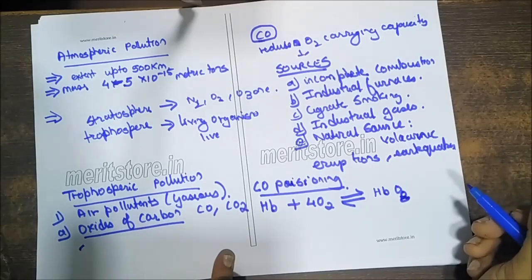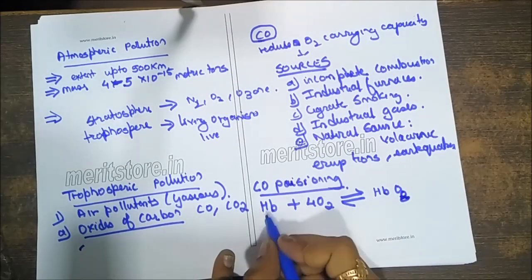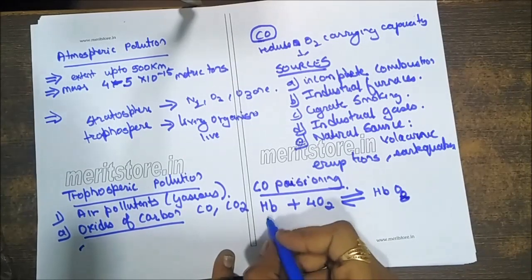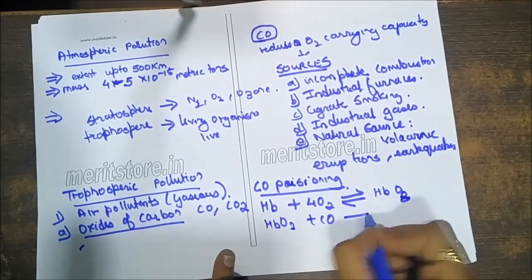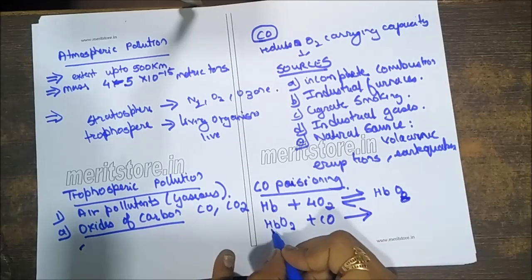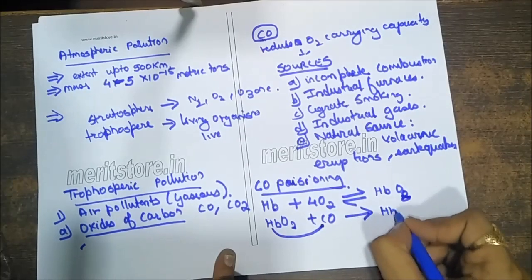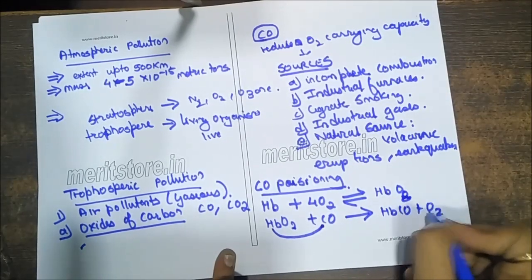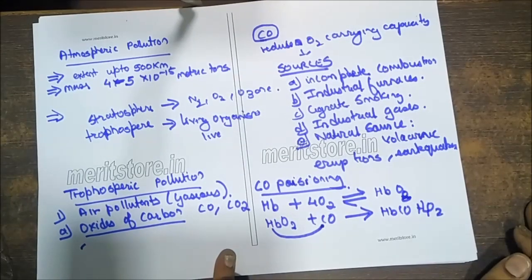Now if air also contains carbon monoxide, hemoglobin has a high tendency to combine with carbon monoxide. So when this oxyhemoglobin comes in the presence of carbon monoxide, the hemoglobin has a high tendency for carbon monoxide. So what it will form is HbCO, and oxygen gas will be released. Now this oxygen is not available for cells to carry out their activities. So this is called a decrease in oxygen carrying capacity.